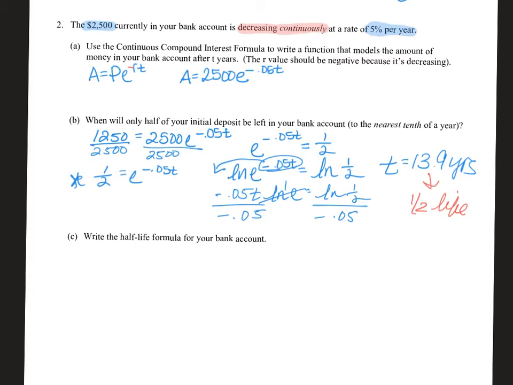because I went from 2500 to 1250. So now that I know that, I can just write the formula. So A equals a times 1/2 to the t over h. So my initial amount is 2500. The 1/2 stays the same. t is going to be whatever. And my h is 13.9. So there you go. Voila.